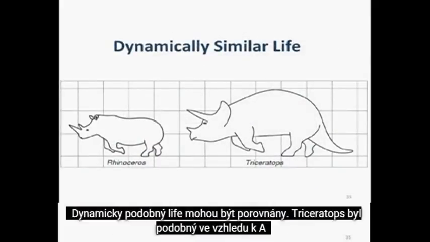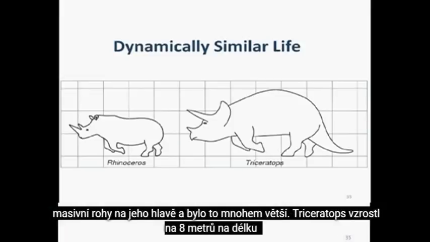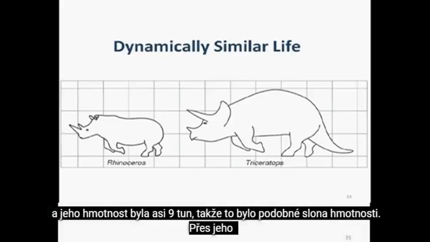Dynamically similar life can be compared. Triceratops was similar in appearance to a present-day rhinoceros, with the most noticeable difference being that Triceratops had 3 massive horns on its head and it was much larger. Triceratops grew to 8 meters in length and its mass was about 9 tons, so it was similar to an elephant in mass.